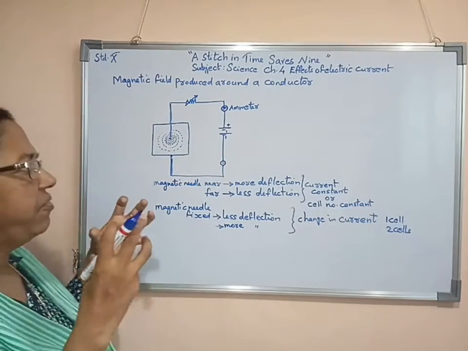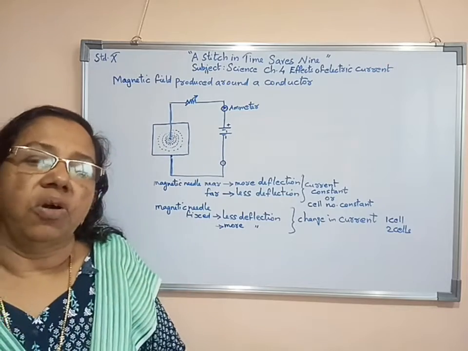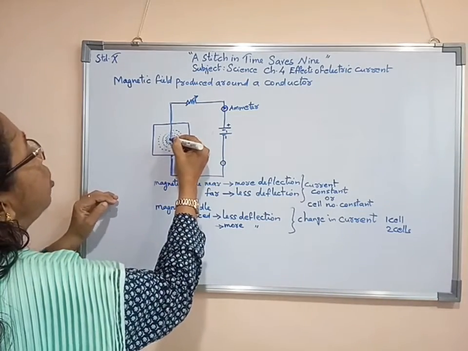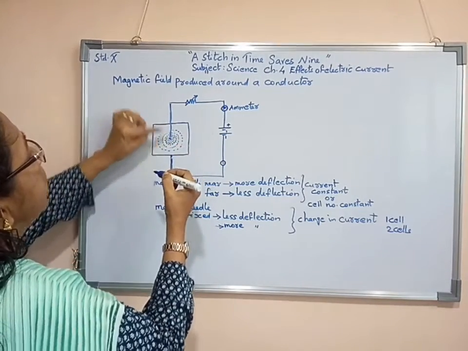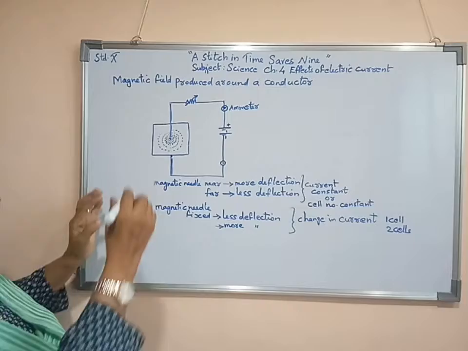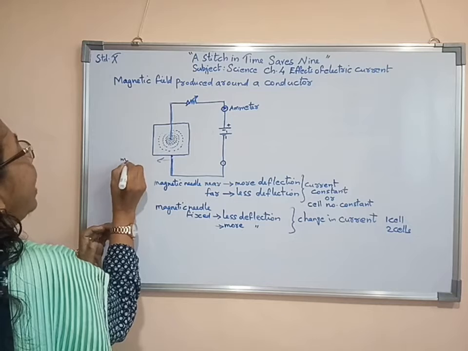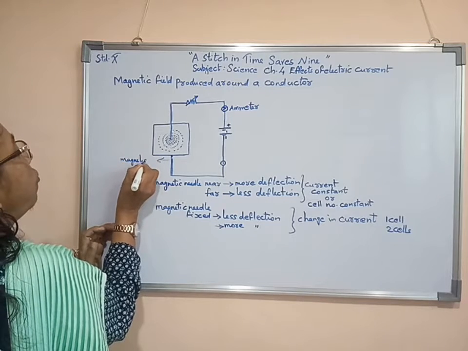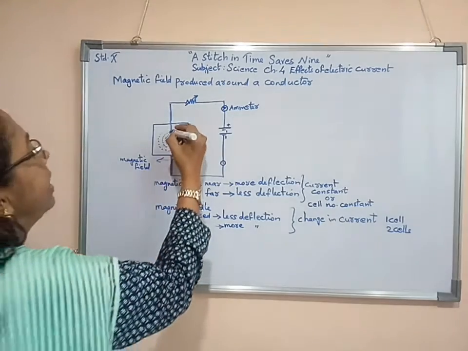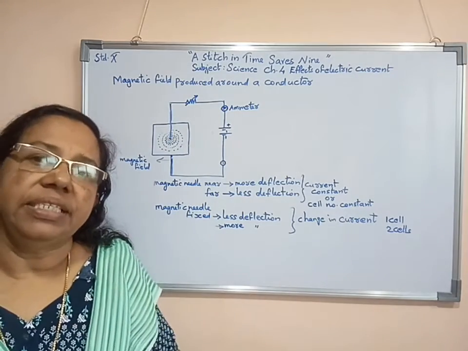But the iron filings which are near to the conductor form very close concentric circles. So from this we can find that the particles which are near to this rod, or we can say this copper wire, their magnetic field formation is more. So we can say that magnetic field formation near this conductor is more, and far from it is less.